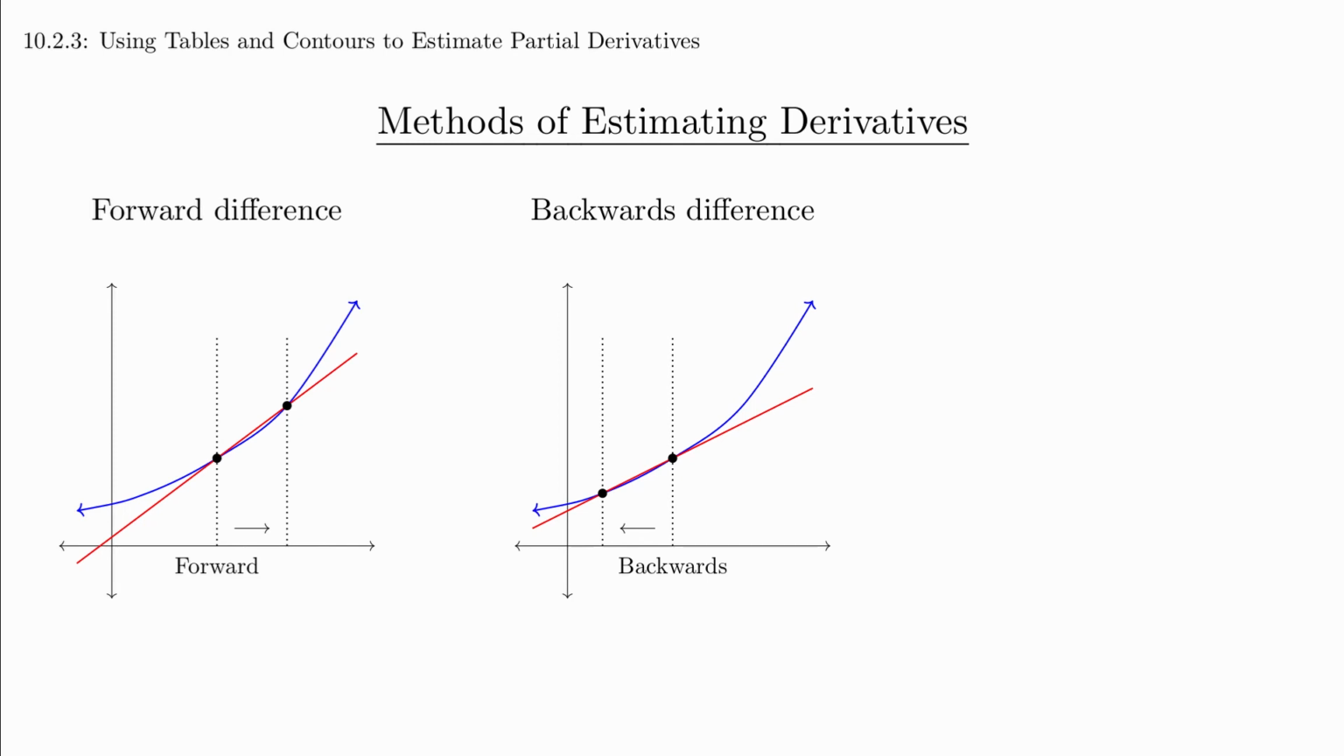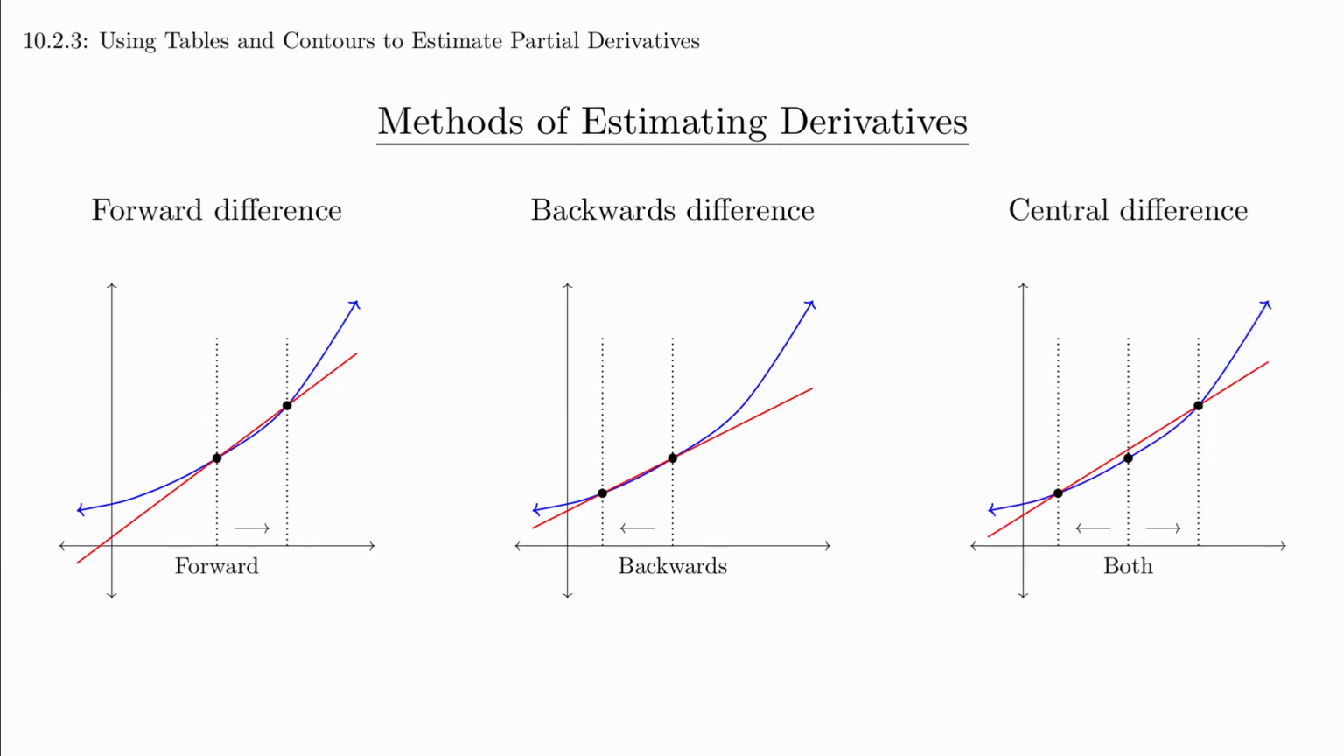Another approach would be to use a backward difference. Notice that these two approaches will usually give different values. You can also do a central difference, which is when you use both a forward step and a backward step to estimate the slope. This approach takes more information into account and will usually give a better estimate of the slope.